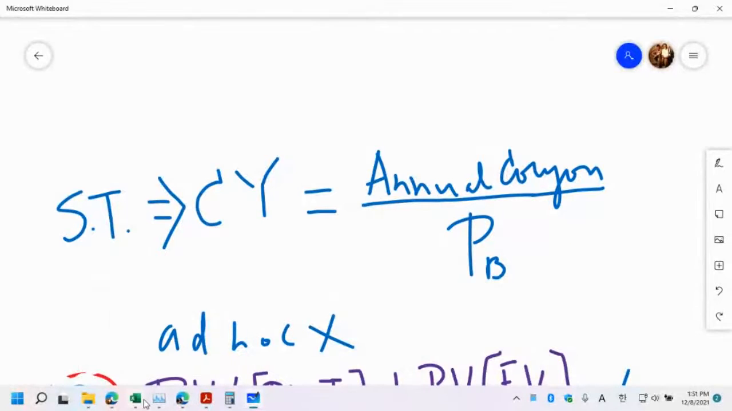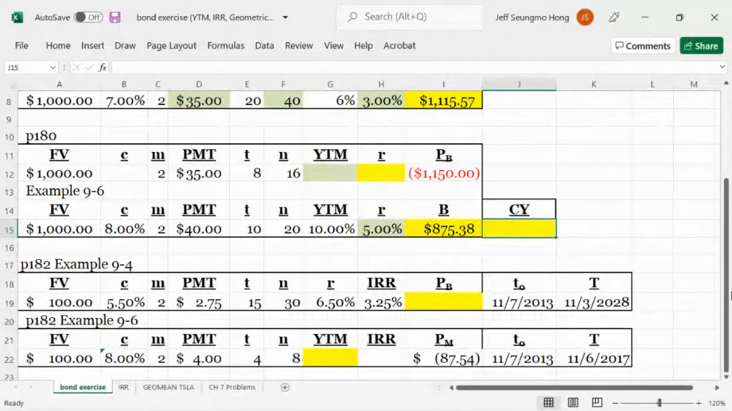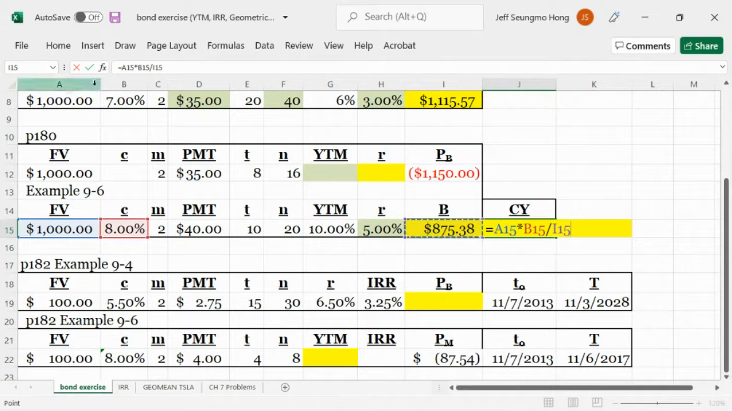So then this question is easily answered. Current yield, the short-term return: the maximum annual coupon payment is either this times 2, or I can do future value times coupon rate, divided by the current price. This is the current price. Hit enter. 9.14. Okay, so everyone got this right.